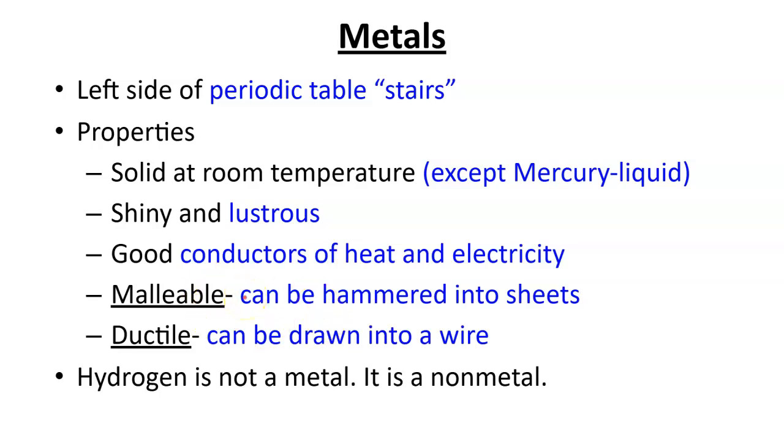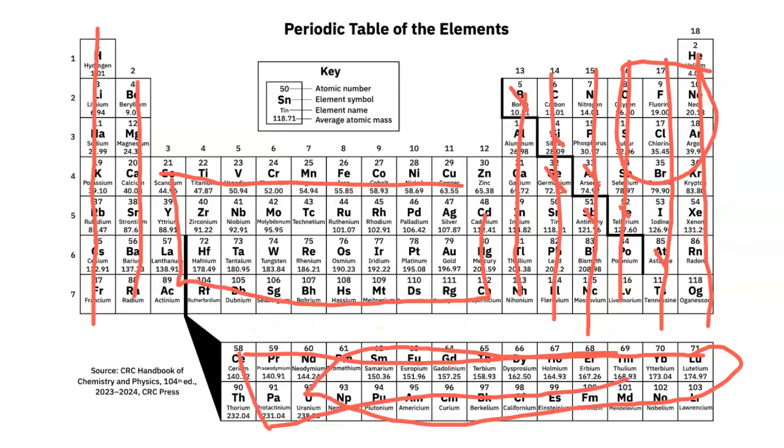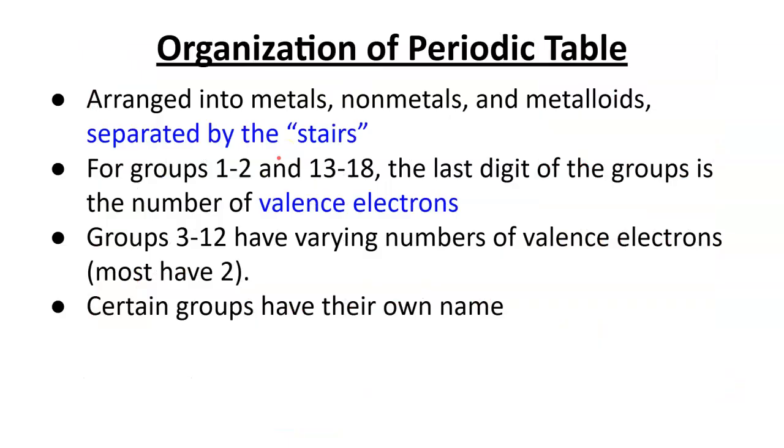In addition to being good conductors, metals are also malleable and ductile. Malleable means they can be hammered into a sheet, and ductile means they can be drawn into a wire. Note that hydrogen is not a metal, even though it's on the metal side. This is an exception, and we'll talk a little bit more about that later.